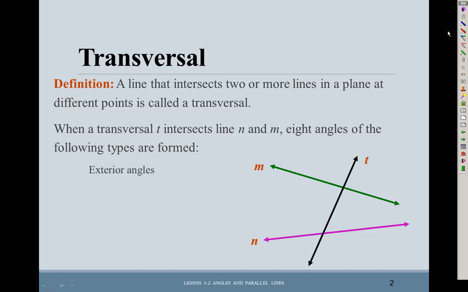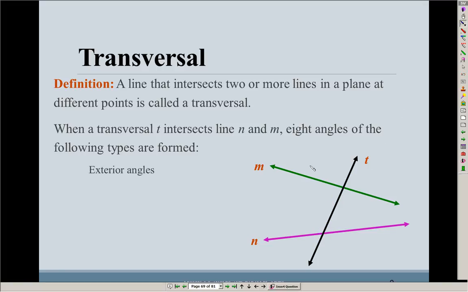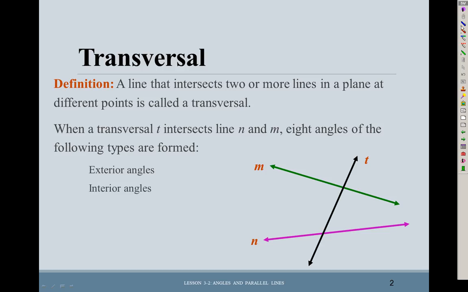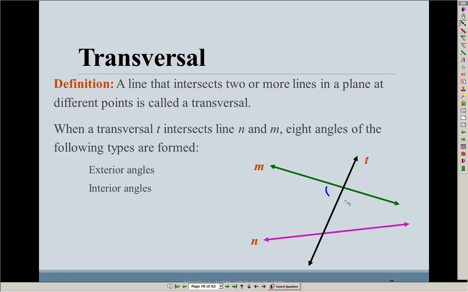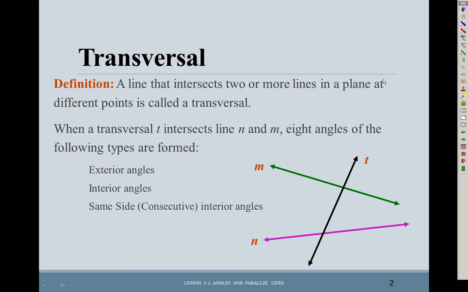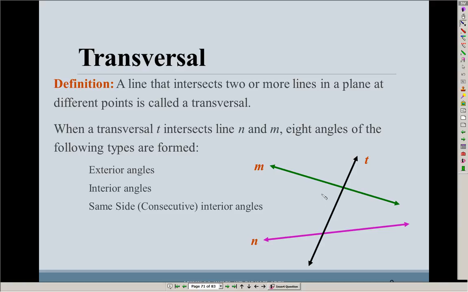The exterior angles are the ones that are outside of the two original lines. Those 4 angles there are outside of the two lines. Interiors are the ones that are inside the two lines. Same side interior or consecutive interior, well, they're interiors and they're on the same side. There's one pair. There's another pair.